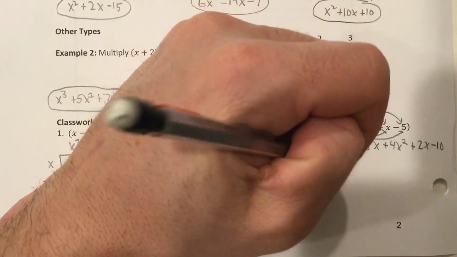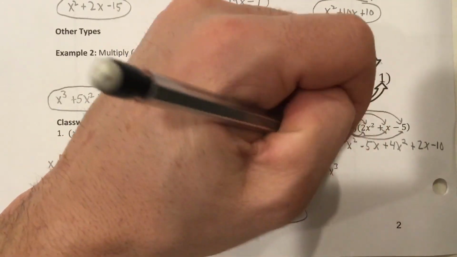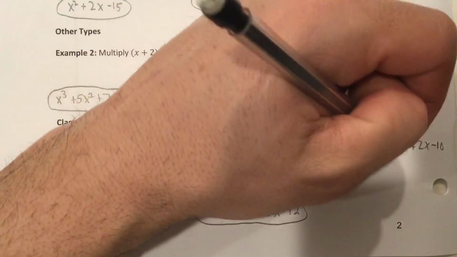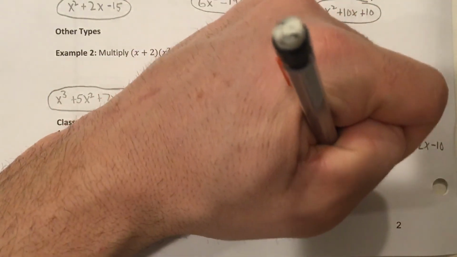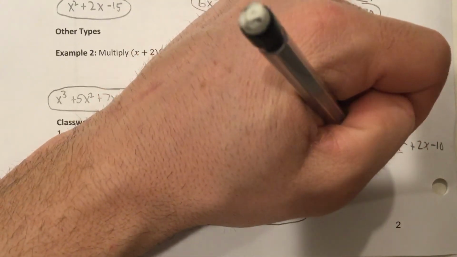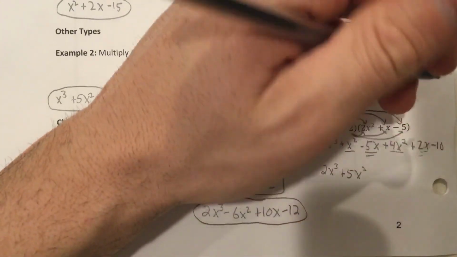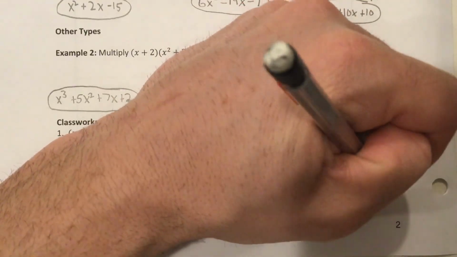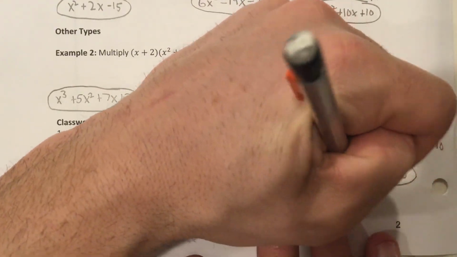So there's no other x cubed, so I'd have 2x cubed. I have 1x squared plus 4x squared is 5x squared. Then I have negative 5x and plus 2x would be minus 3x, and then my minus 10 at the end.